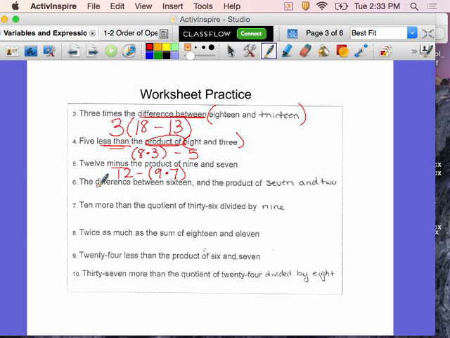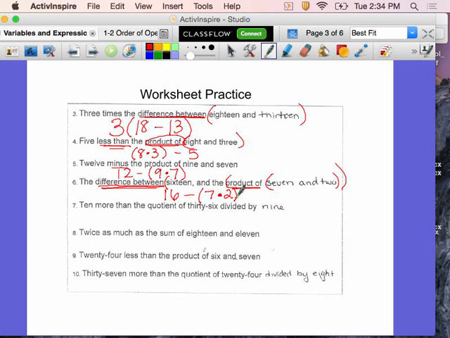The difference between, again I'm using difference, so the order is how it's given. So difference between signals parentheses, 16 and an answer. So there's another set of parentheses in here. So it'll be the difference between 16 and a product. So I need a parenthesis again. 7 and 2. Product means multiplying, so I'll put a multiplication sign in there.